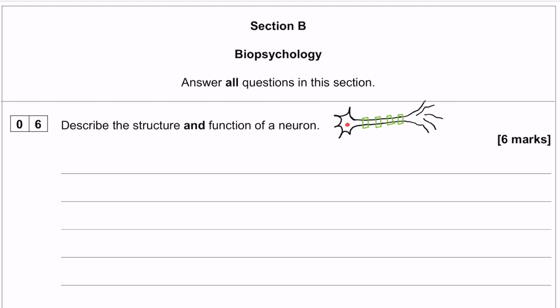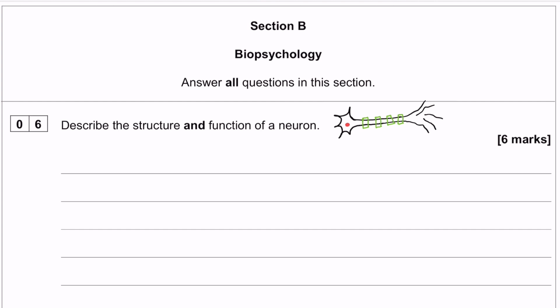So when it comes to structure, I've drawn out a little diagram there. You need to make sure that you're using words like cell body, nucleus, dendrites, myelin sheath, axon terminals, nodes of Ranvier, that type of thing. And you need to be explaining what those things actually are in relation to the neuron.